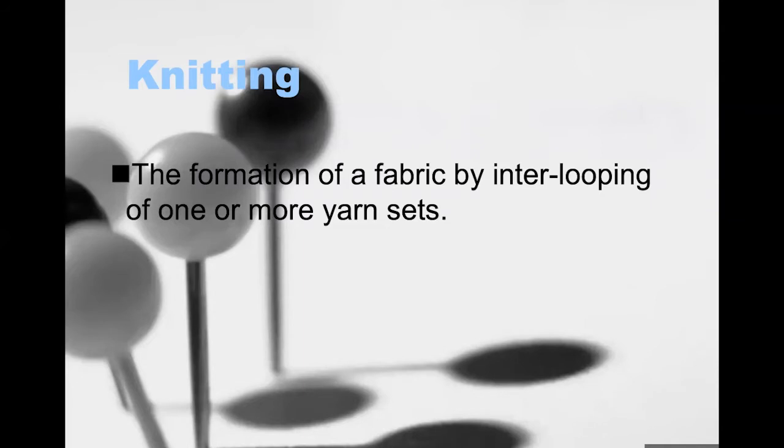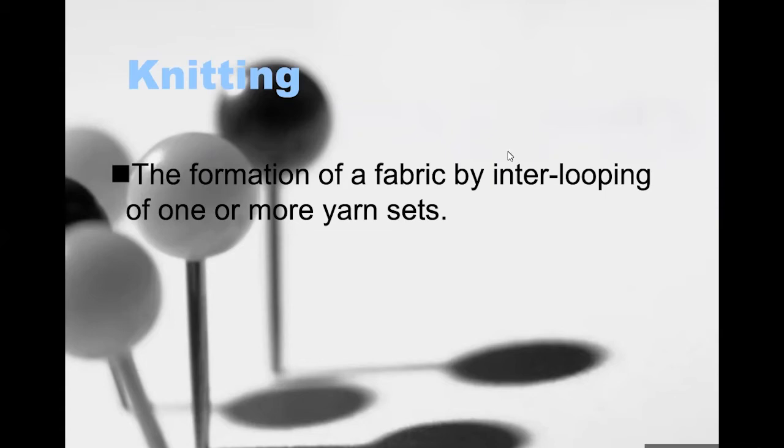Second way to make fabric is through the knitting process. The knitting process is the formation of a fabric by interlooping one or more sets of yarns. So you have a single yarn that is looped together in a continuous chain around the fabric that makes the fabric, rather than like in a woven where you have two yarns that are interlaced at right angles.